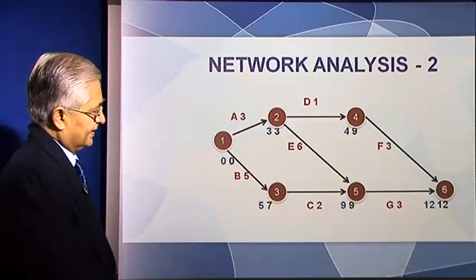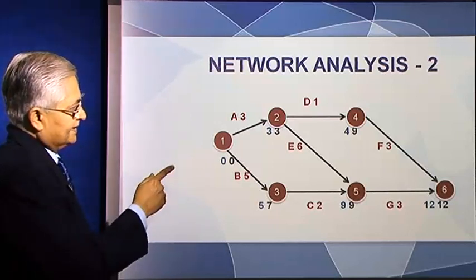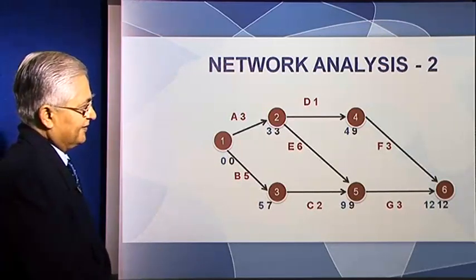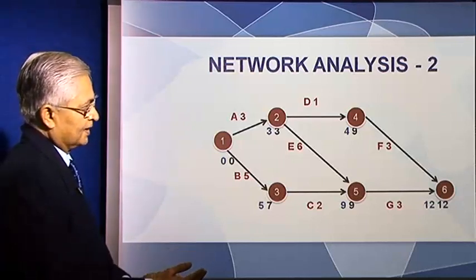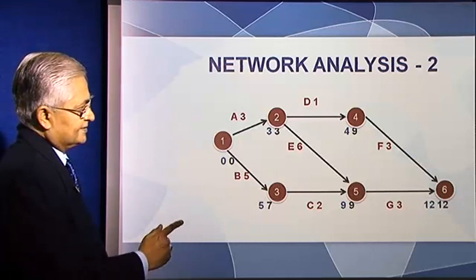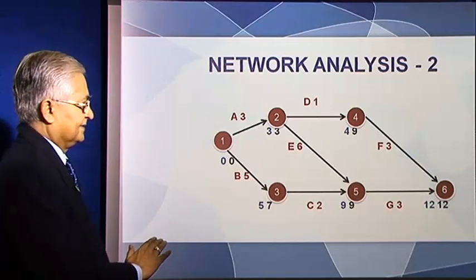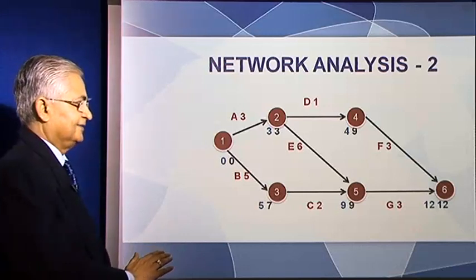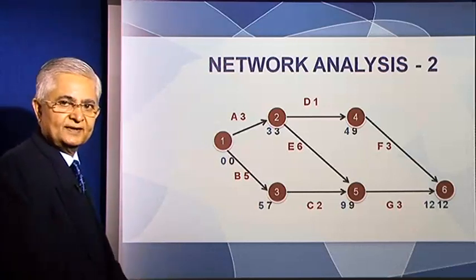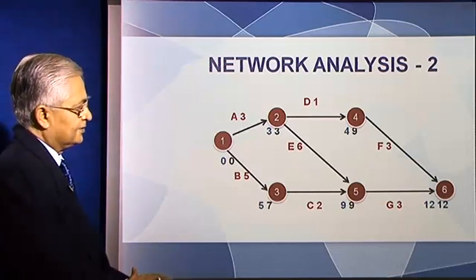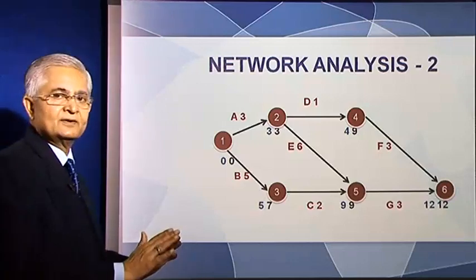Now if you go this way, let's take event 5. Event 6 we need to reach at the end of the 12th month. G takes 3 months, so we can reach event 5 at the end of the 9th month. If we reach event 5 at the end of the 9th month, we will be able to reach event 6 at the end of the 12th month.